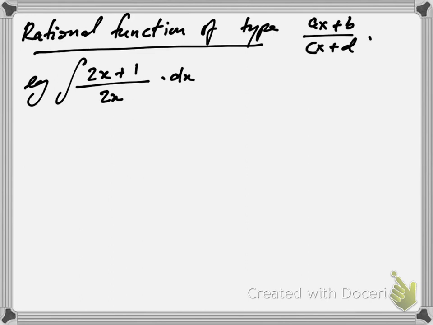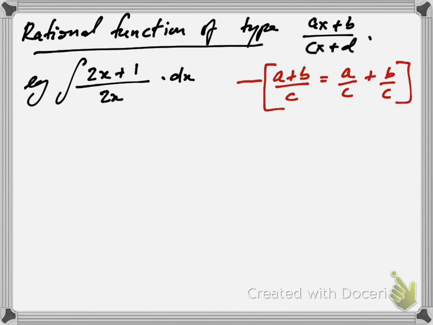see if you can simplify them before you integrate, using the rule that if you have something like a plus b over c, you can separate them into a over c plus b over c, and if you can simplify that, then your integration becomes much easier. So let's do that here.